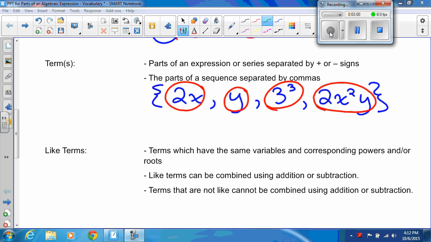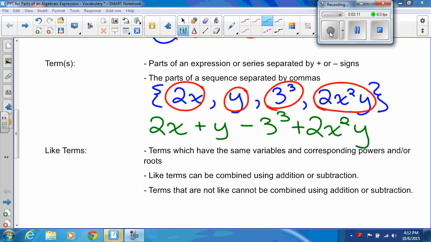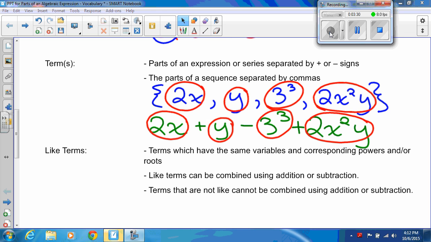Let's go ahead and just add this all up. Let's say that we have 2x plus y minus 3 to the third plus 2x squared y. When we look at it like this, again, if it's separated by the plus or minus sign, that makes it a term. So 2x is a term still. Y is a term. 3 to the third is a term. And then 2x squared y is a term right there. So that's just putting the plus or minus signs in between it. But that's what you're looking for.